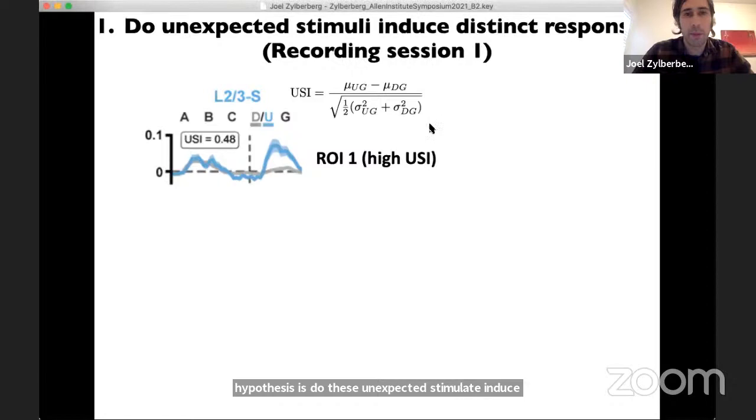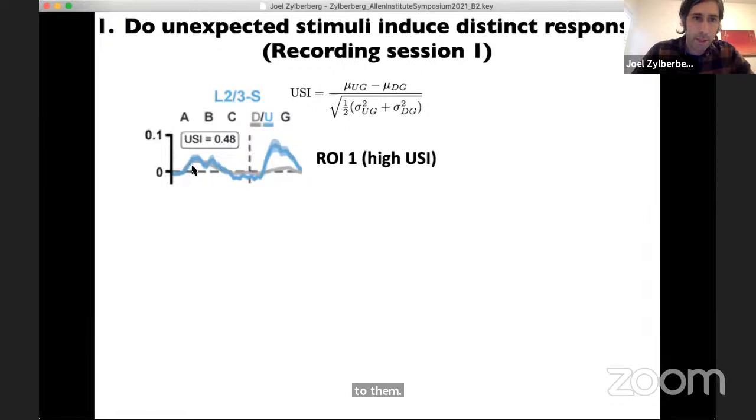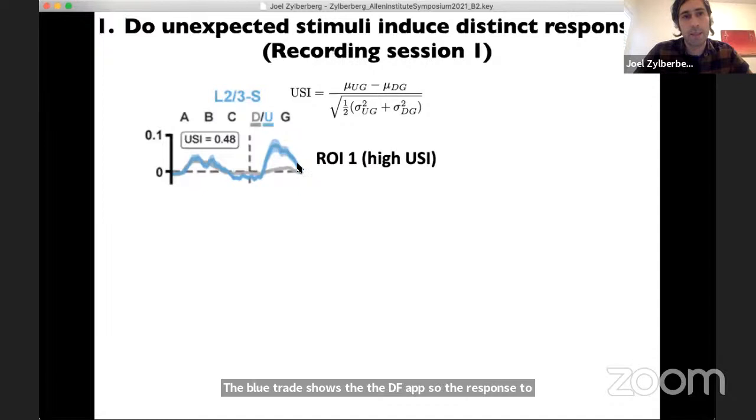And we're looking here on the first day they're exposed to them. What's shown here is the calcium signal for one particular neuron cell body in layer 2-3, the S stands for soma. The blue trace shows the DFF, so the response to the unexpected ABCD U gray sequence. And the gray trace here is the responses to the expected ABCD gray sequence. This particular neuron responds more to the unexpected sequence. Blue trace is above the gray trace. That's reflected by the positive value of this USI, or unexpected event selectivity index.